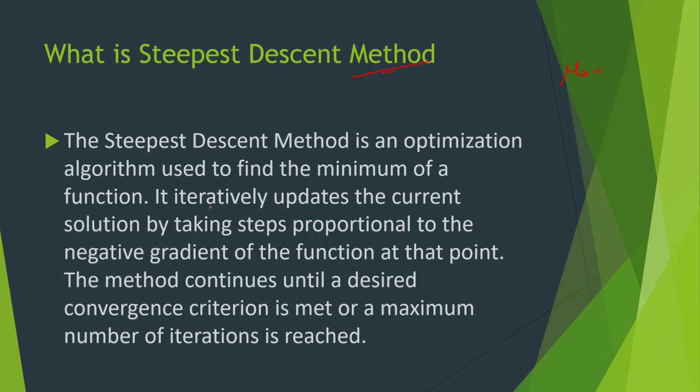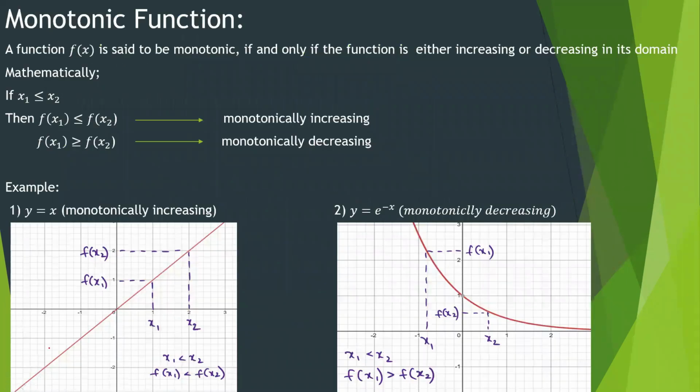Before going to the details of the steepest descent method, first of all, we need to know what a monotonic function is. A function f of x is said to be monotonic if and only if the function is either increasing or decreasing in its domain. Let's take an example like this. Suppose this was the graph of some function f of x.